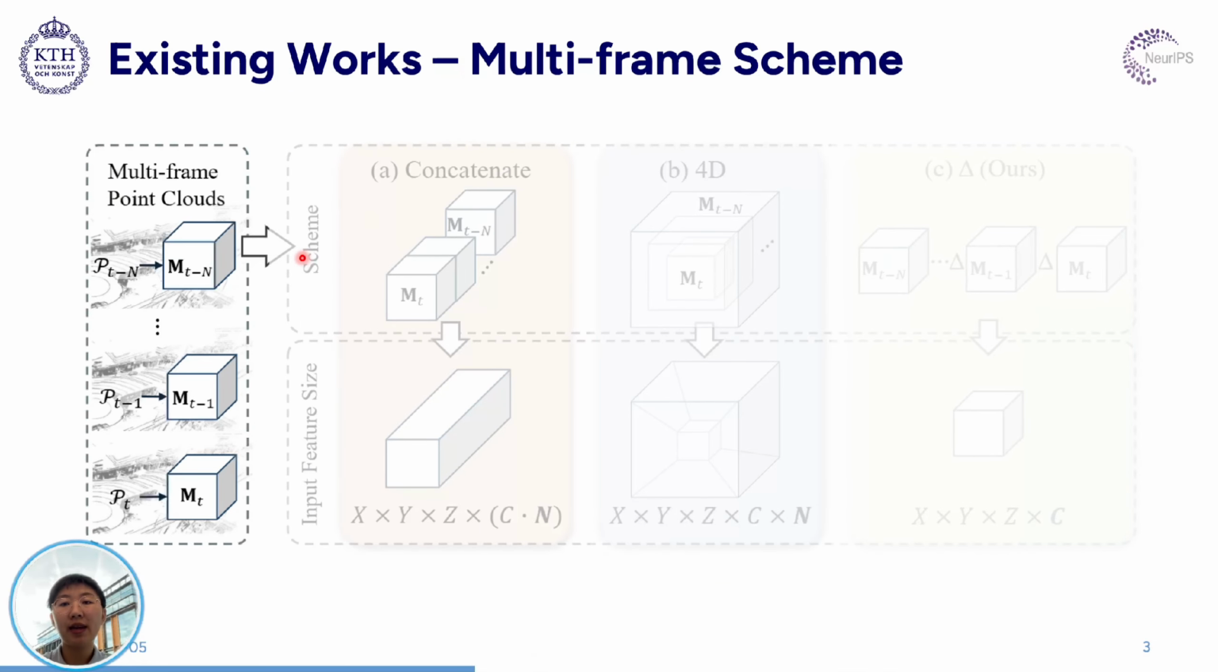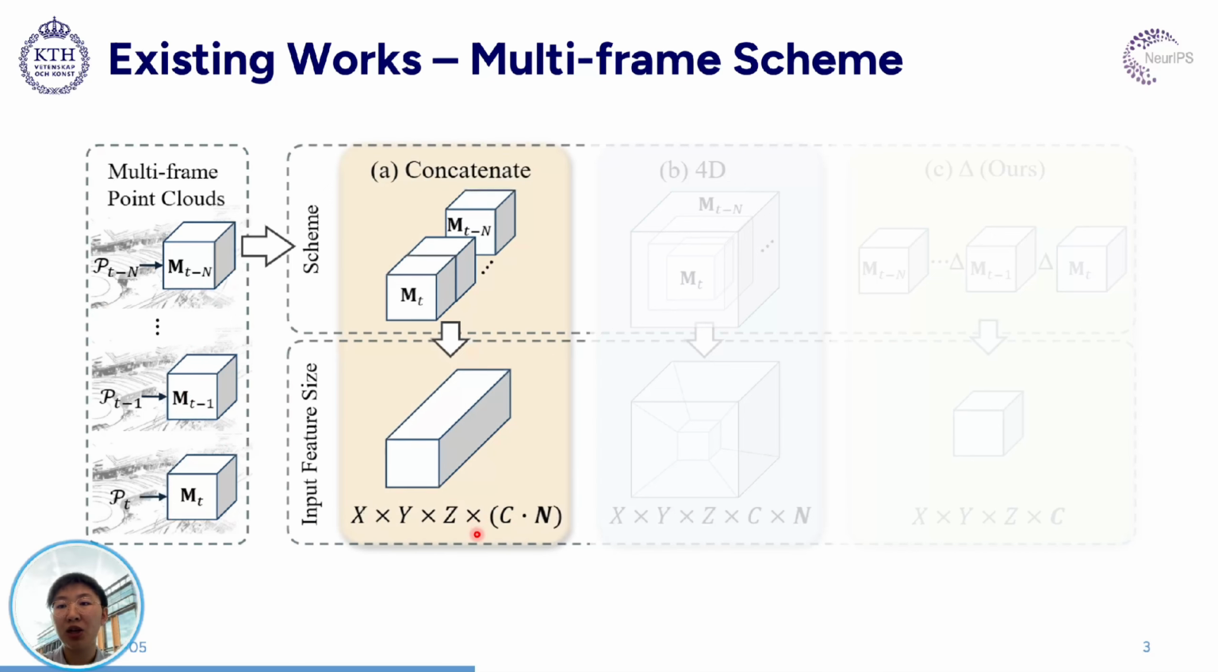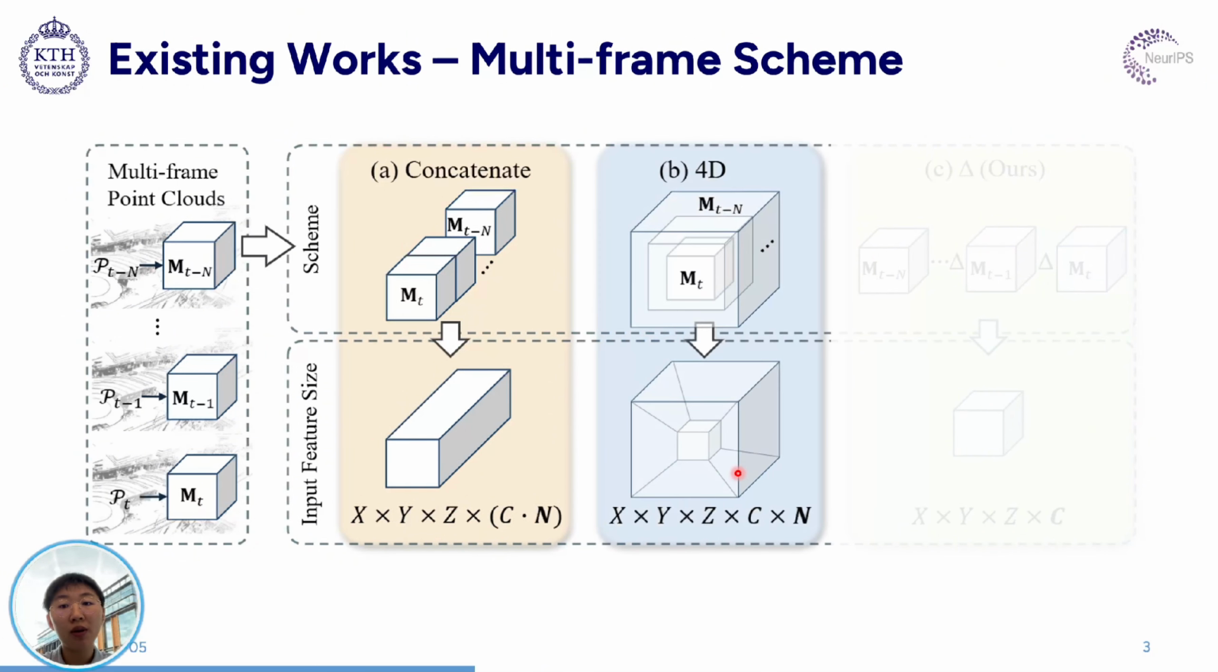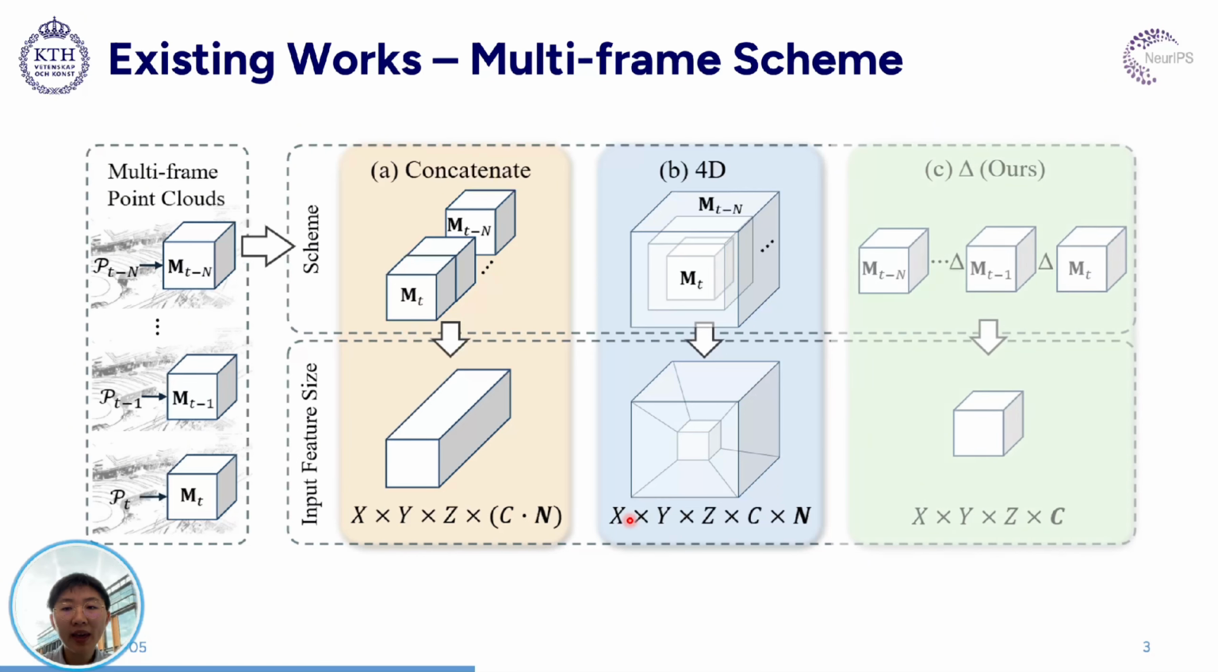But the question is how to fit multiple frames into a backbone. Existing methods usually go in two directions. The first one concatenates features along the channel dimension. This keeps the same 2D or 3D backbone but blows up feature size. Adding a temporal dimension, building a 4D network, is another way, powerful but heavy and expensive. Both approaches suffer when the number of frames increases. So we ask, can we keep the temporal clue but avoid feature explosion? That's the key idea of DeltaFlow.